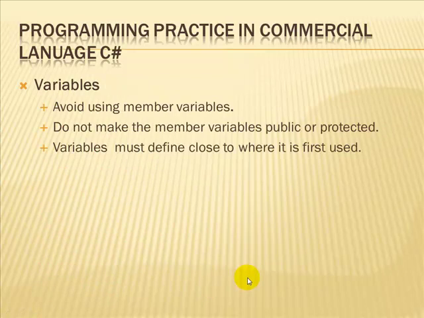The best practice for variables. Avoid using member variables. Declare local variables whenever necessary and pass them to other methods instead of sharing a member variable between methods. If you're sharing a member variable between methods, it will be difficult to track which method changed the value and when.